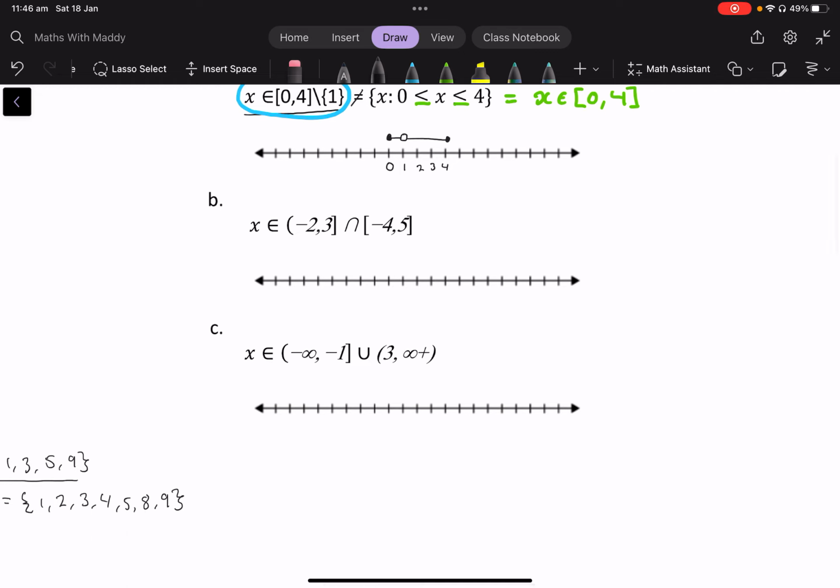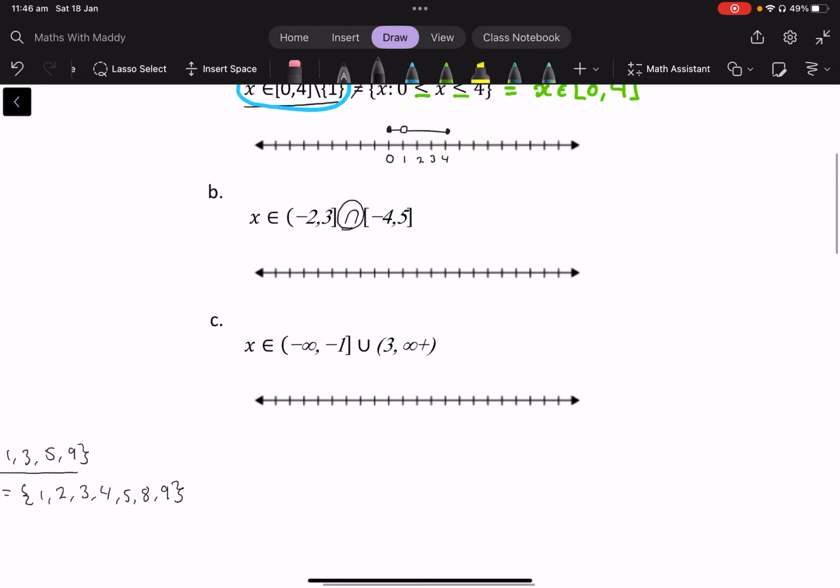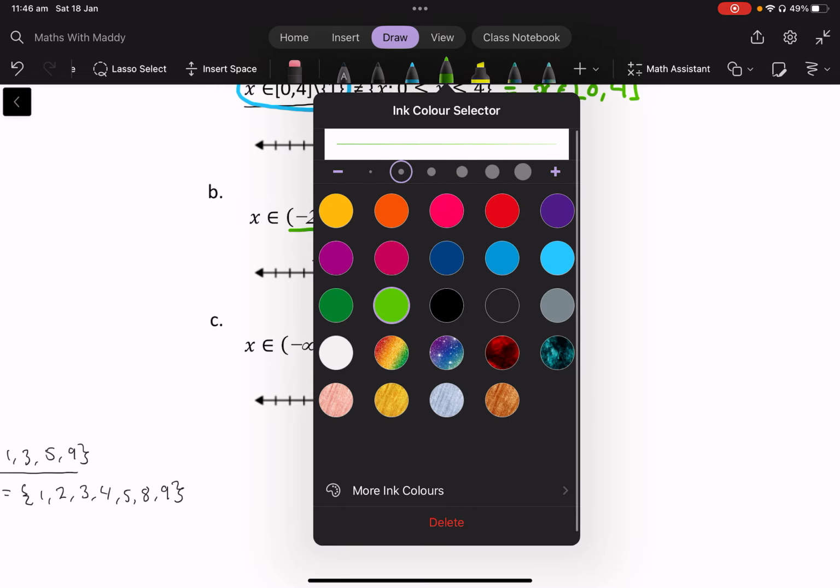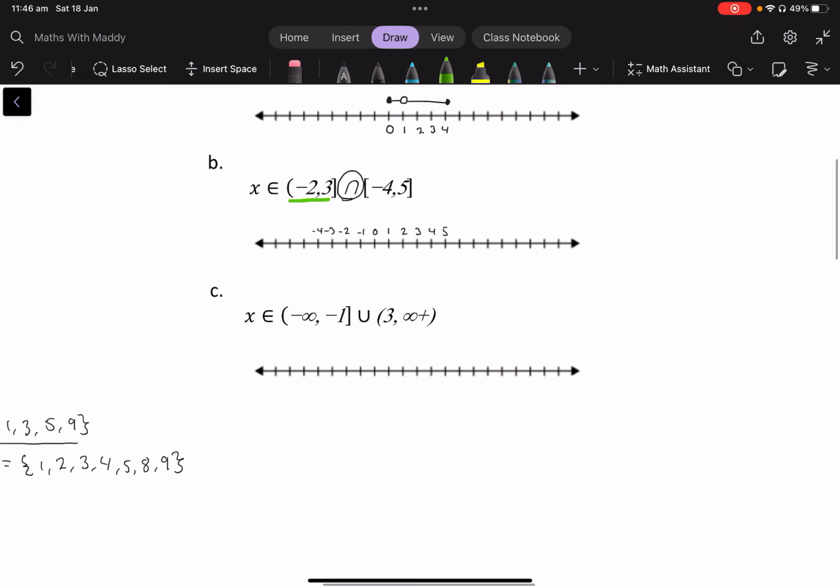Then as we move down, we have another set, but this time we have an intersection. So when we're looking for the domain for an intersection, you initially draw the two sets as separate ones. So we'll start at -2, -1, 0, 1, 2, 3, 4, 5, and we'll go to -4 as well. Now, this first set will be demonstrated through the green color. So we have an excluding -2 all the way to including 3.